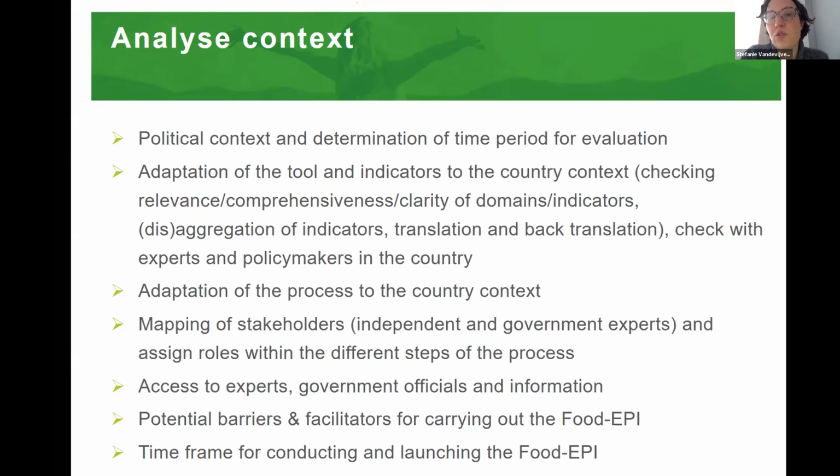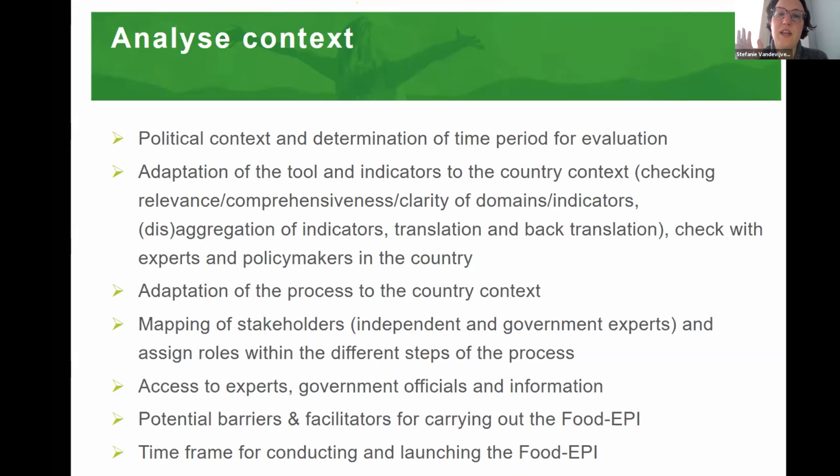And you also need to determine your time period for evaluation. Is it going to be the last 3 years of the government being in place or another time period? So there are several aspects to consider before you get started. Then I already talked about the adaptation of the tool, which is of course possible.